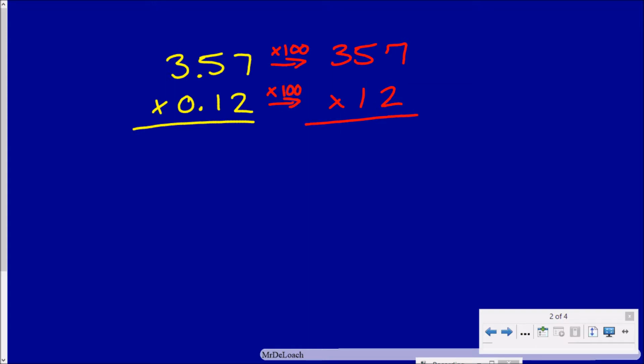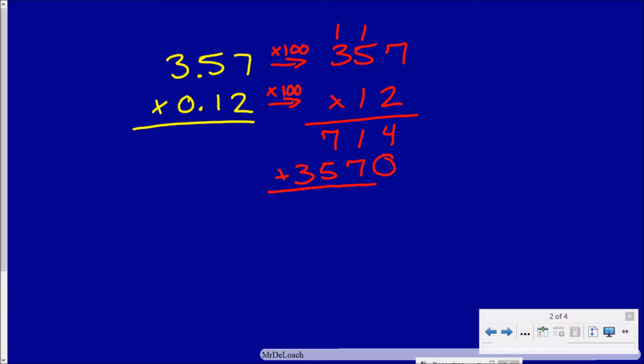So now we're just going to multiply 357 and 12. So 2 times 7 is 14, carry your 1. 2 times 5 is 10, plus 1 is 11, carry your 1. 2 times 3 is 6, plus 1 is 7. Put in a 0. 1 times 7 is 7. 1 times 5 is 5. And 1 times 3 is 3.